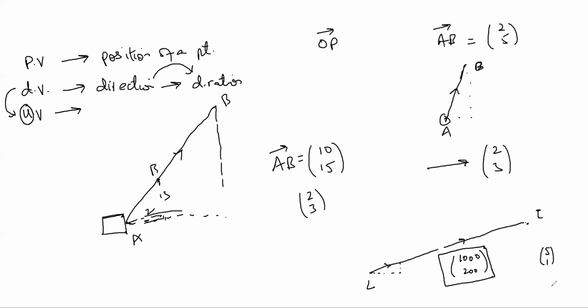Now suppose you have a vector AB, which is 3, 4, okay? Someone asks you, okay, what is the unit vector in the direction of this AB? So this is already in the simplest form, okay? But we need the unit vector in the direction of AB.